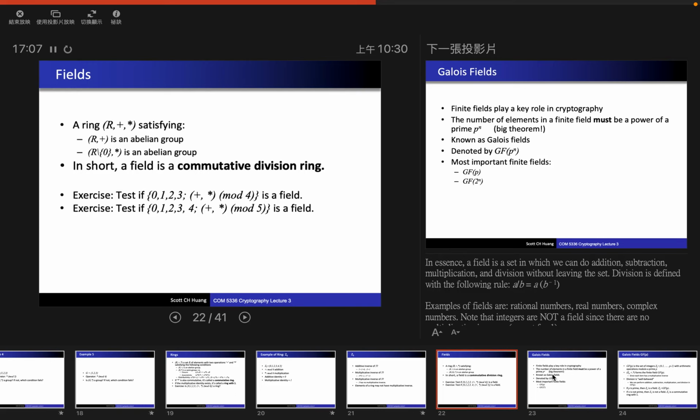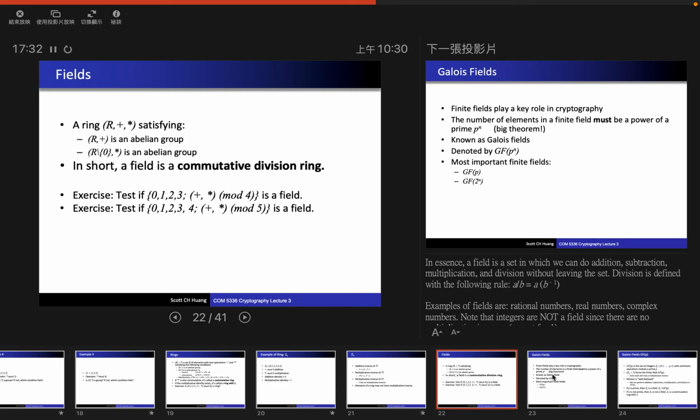0, 1, 2, 3, 4. This is the field of 5 elements, and it's also the field derived from Z5. Z5 is a ring if you use the ring language. In addition to that, it's a field. So if we regard it as a field, actually they're the same thing. We use this term GF5 to represent that.